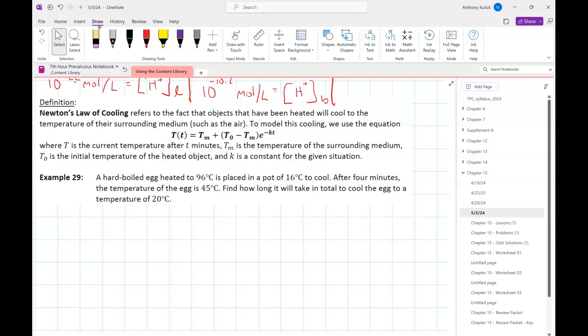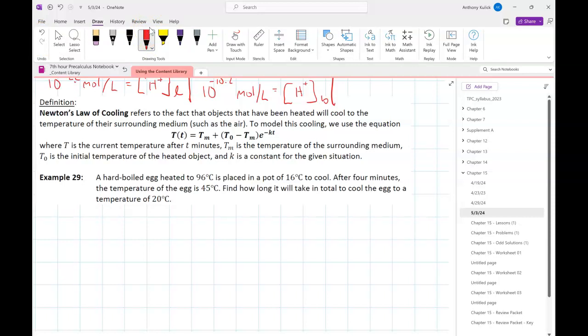All right, let's read our example. A hard-boiled egg is heated to 96 degrees Celsius and then placed in a pot of 16 degrees Celsius water to cool. After 4 minutes, the temperature of the egg is 45. How long will it take in total to cool the egg to a temperature of 20 degrees? Okay.